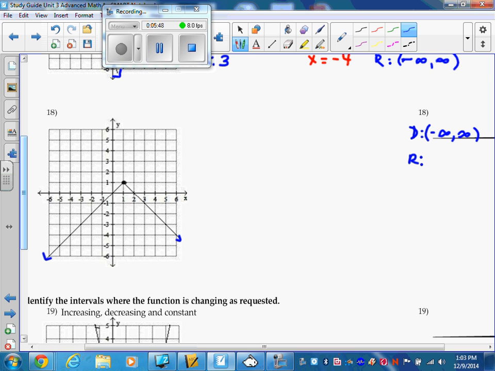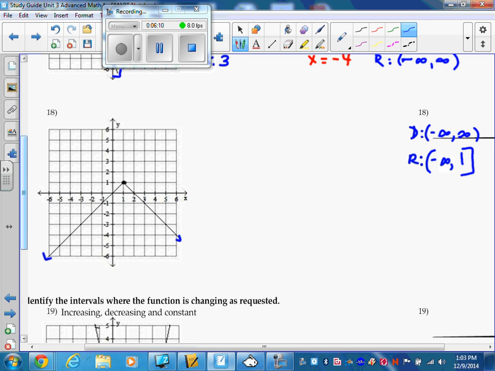Now, in another class, some people were saying, isn't it 1 to -infinity? And the answer to that is no. The smaller number comes first. So it's -infinity to 1. The infinity is rounded, and the 1 is included. So there is the domain and the range for those.